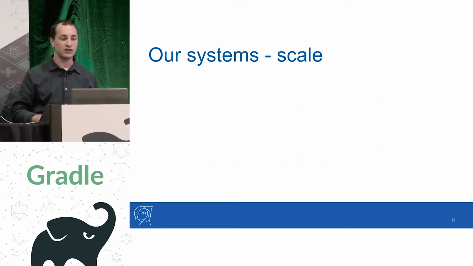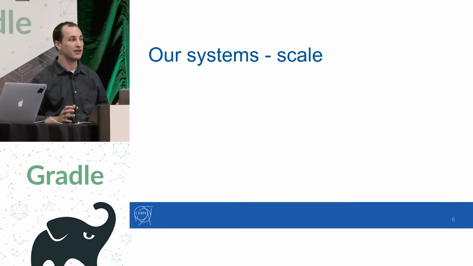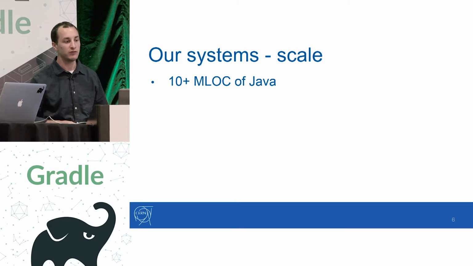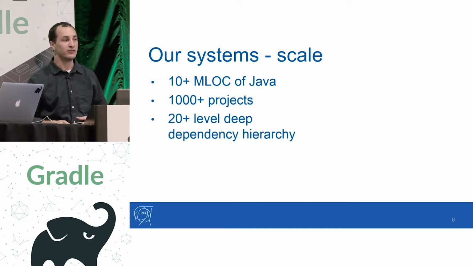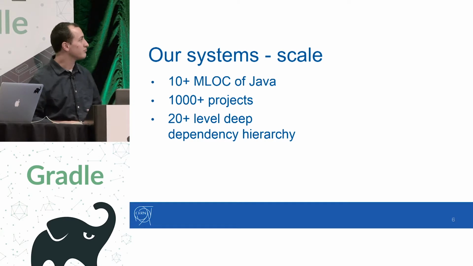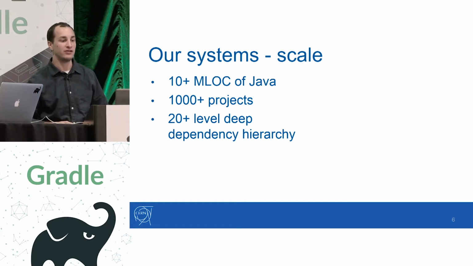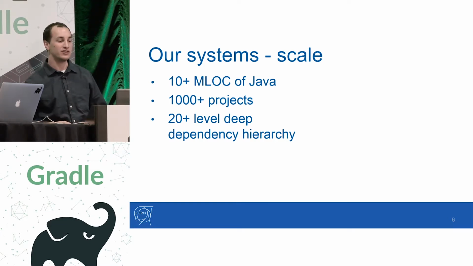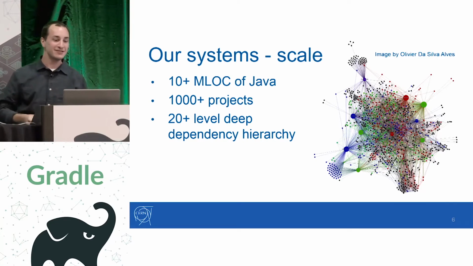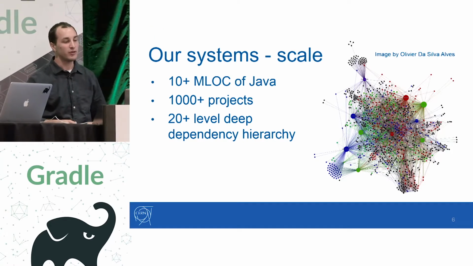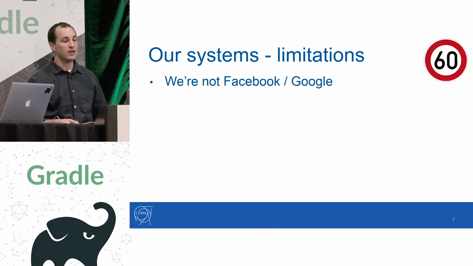And to give you an idea also about what scale of systems we are talking about here, we have a little bit more than 10 million lines of Java code scattered across thousands of projects. And they are organized in a more than 20 levels deep dependency hierarchy. When I say organized, well, that's probably an exaggeration. It looks something like this. So the dependencies are always a bit of a problem. But we have other limitations as well.